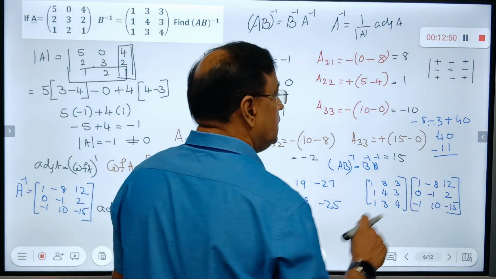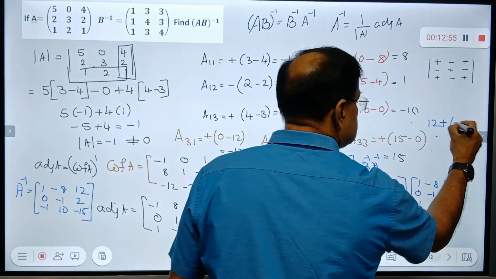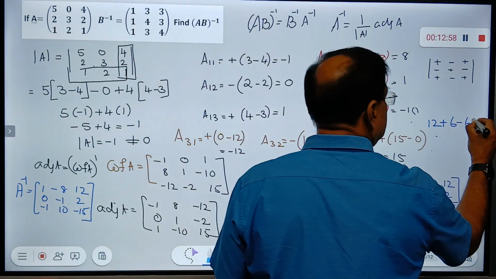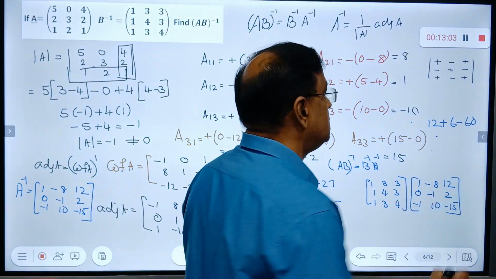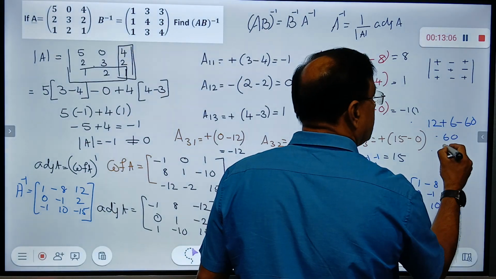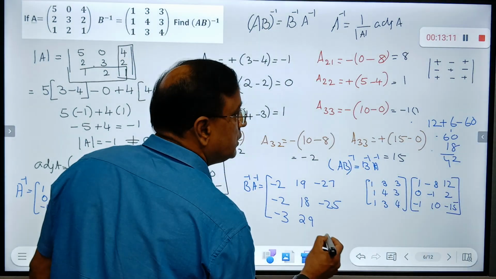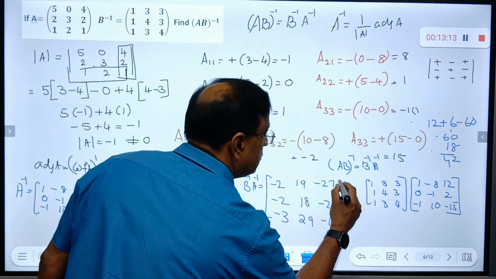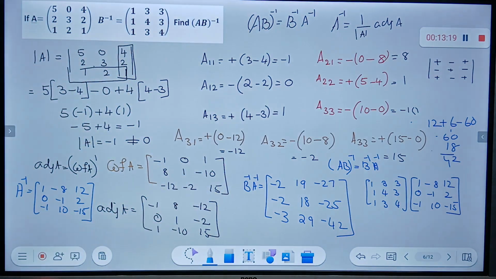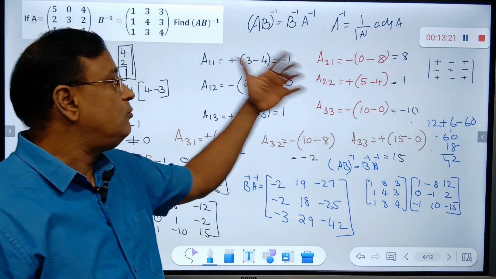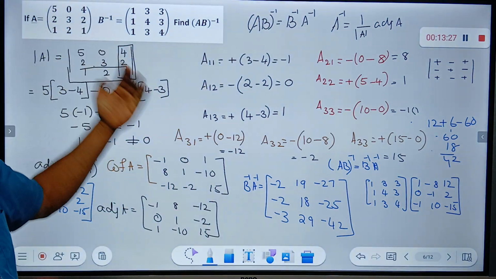Now finally, it is 12 plus 6 minus 60. So 60, and then you have to subtract 18. What do you get? 48. So minus 42, I think, right? Minus 42. So this is B inverse into A inverse. It's a very lengthy problem, but it has come in the board exam. It becomes even more lengthy if you try to find A inverse by finding inverse of B inverse. But this is an easier way.